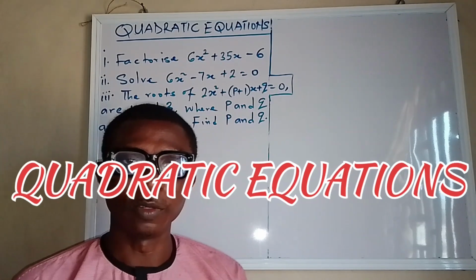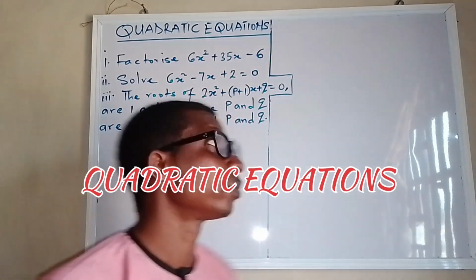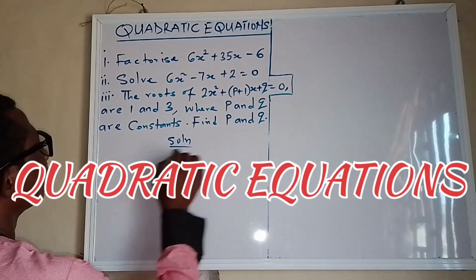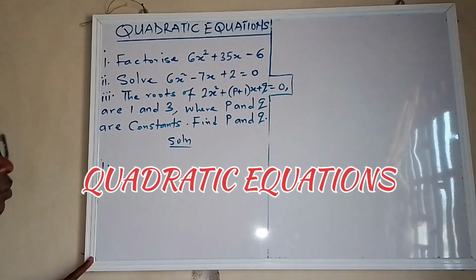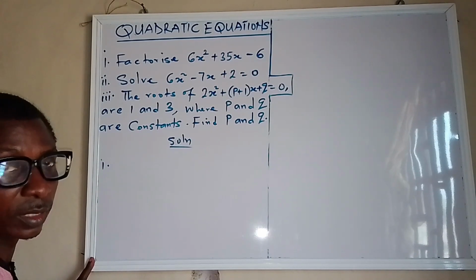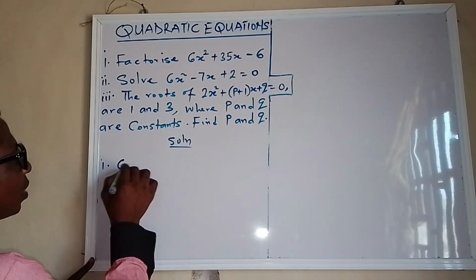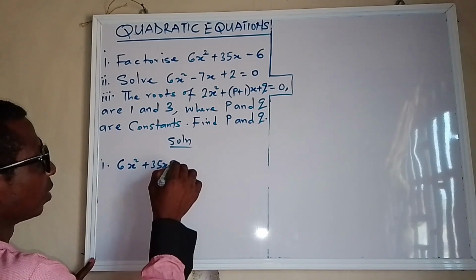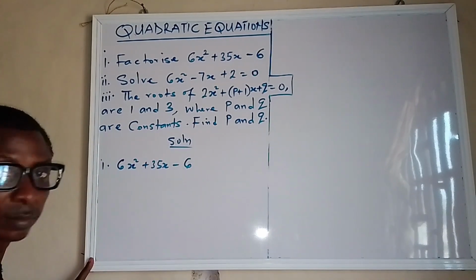Let's solve this problem under quadratic equations. The first one: factorize 6x squared plus 35x minus 6. 6x squared plus 35x minus 6.